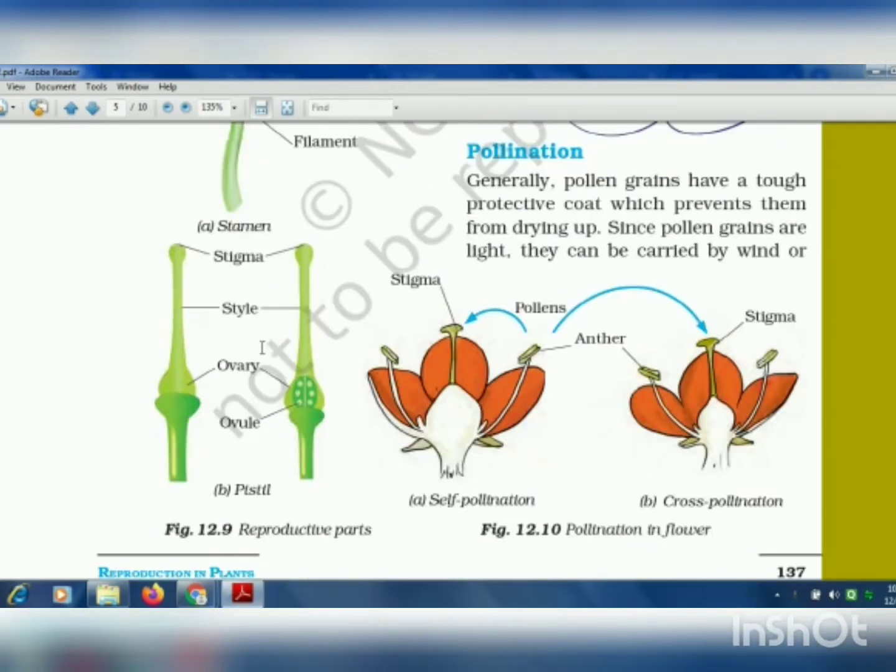Now in this figure, part B shows you the pistil, that is the female part, and the female part is divided into stigma, style, ovary, and ovules. The stigma is the top sticky part on which the pollen grains stick. The style, through which the pollen grains get transferred, looks like a tube. The pollen grains which sit on the stigma pass through this style, enter the ovary, and come in contact with the ovules which contain the female gametes.